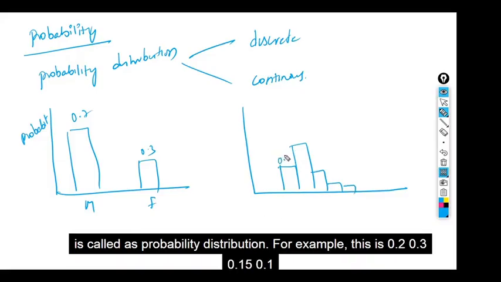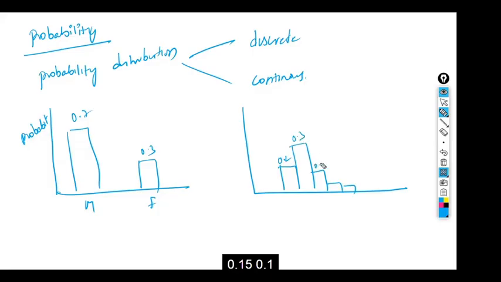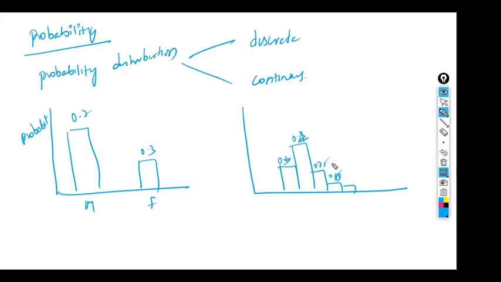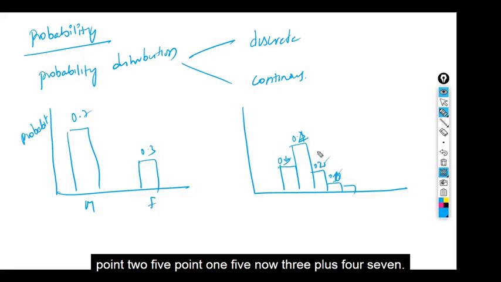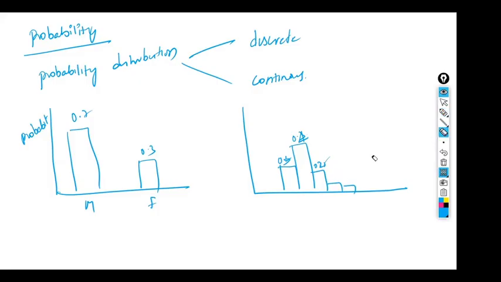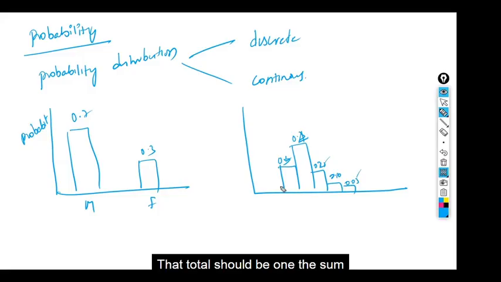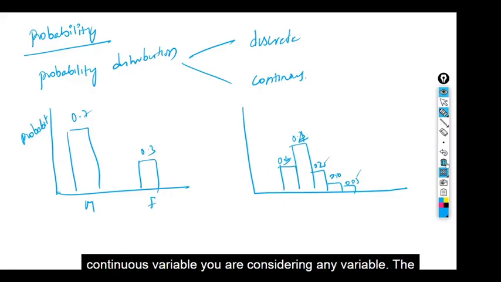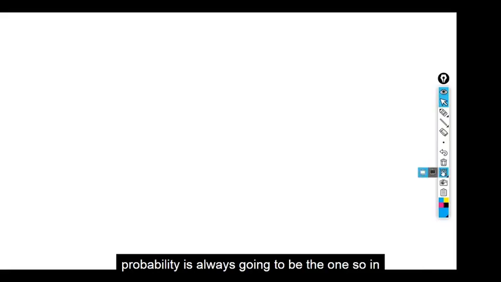For example, this is 0.2, 0.3, 0.15, 0.1, and so on. If you want, you can take this as 0.3, 0.4, 0.25, 0.15. Now 3 plus 4, 7. The total should be 1. The sum of the probabilities is equal to 1. So whatever continuous variable you are considering, the total probability is always going to be 1.